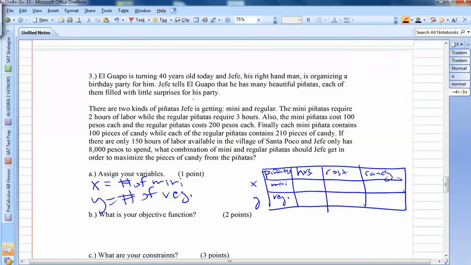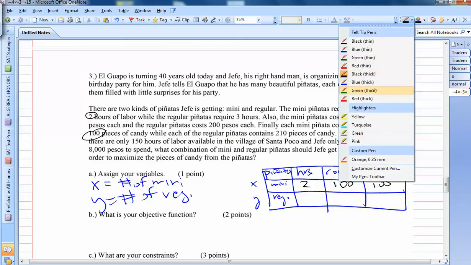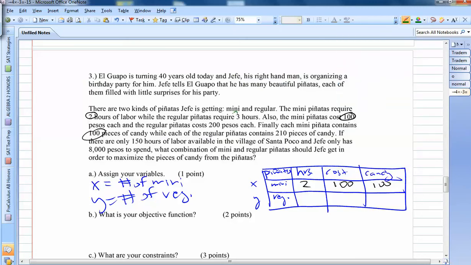In black here, let's look at the minis. The minis require 2 hours, 100 pesos, and 100 candy. And then for the regulars, 3 hours, cost of 200 pesos, and 210 pieces of candy.